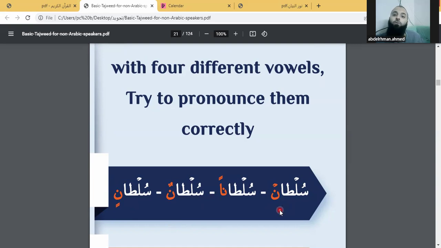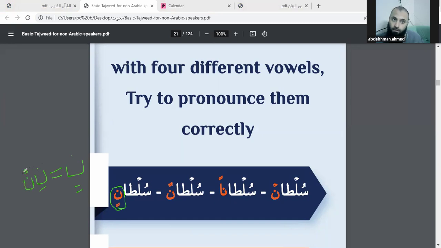We will say sultan. I pronounce it noon sukun. Sultan. How do you read this? Sultanan. And here, sultanun. And here, sultanin. What do you hear? I hear another sound of noon. Look at this. That's noon with double kasra. Do you agree the noon with double kasra equals noon kasra followed by noon sukun?